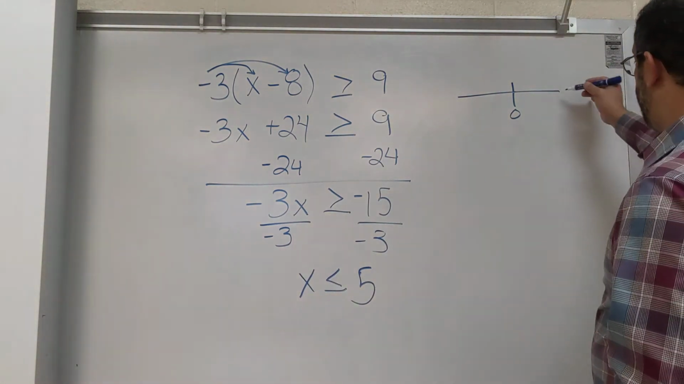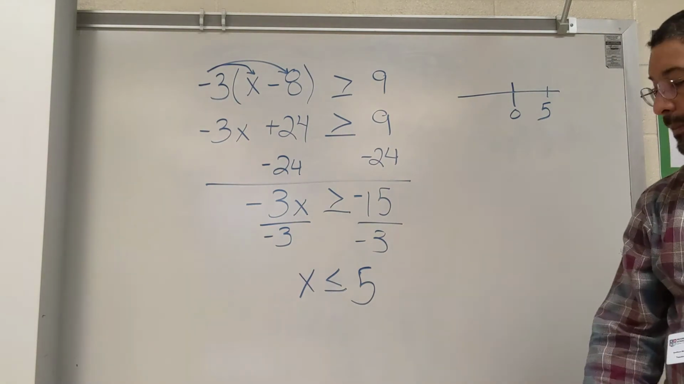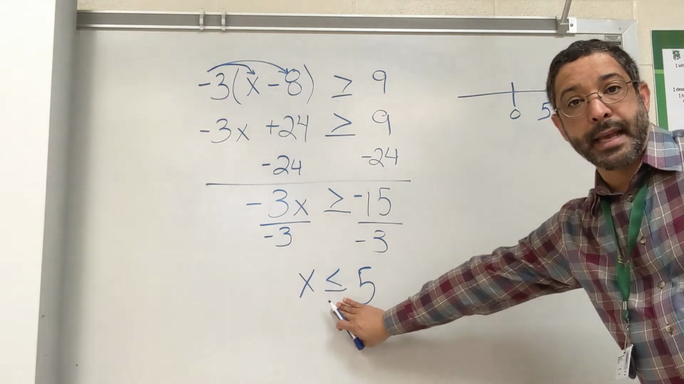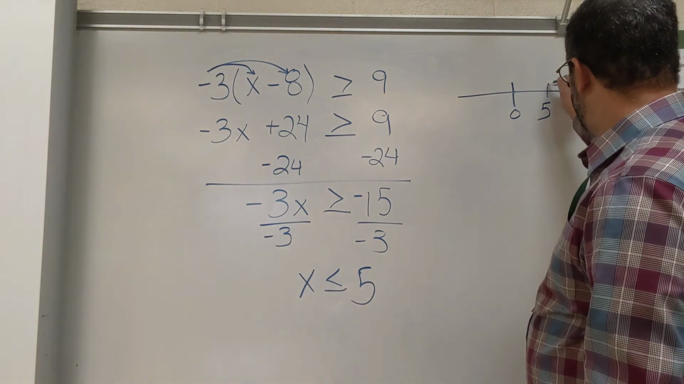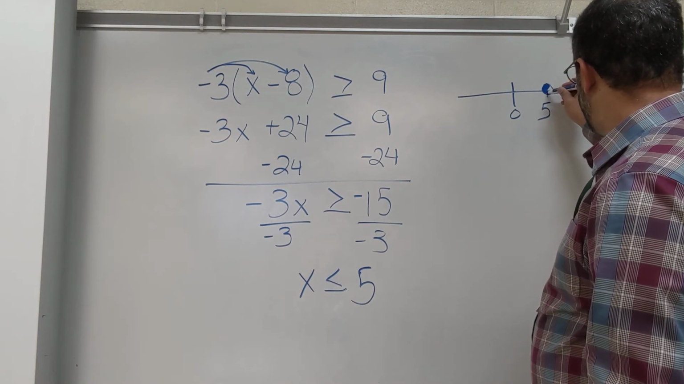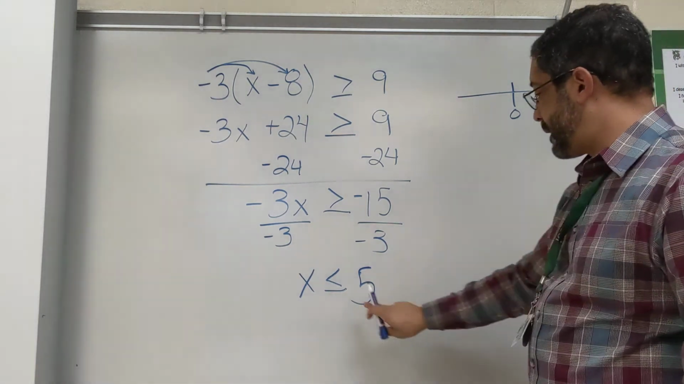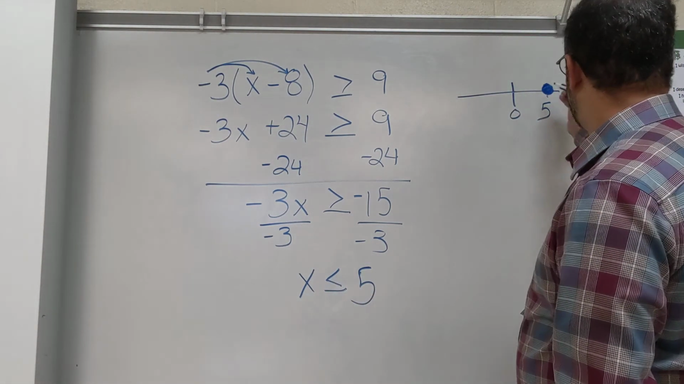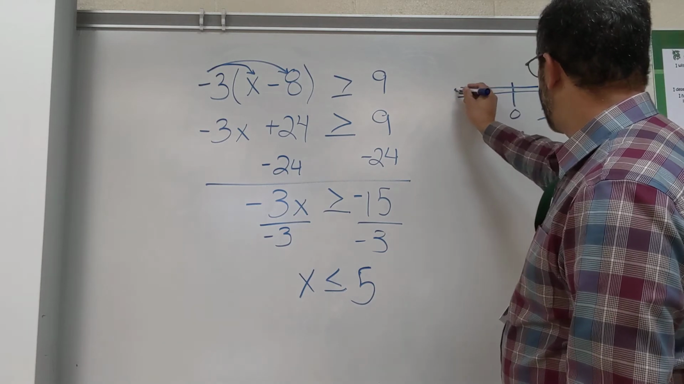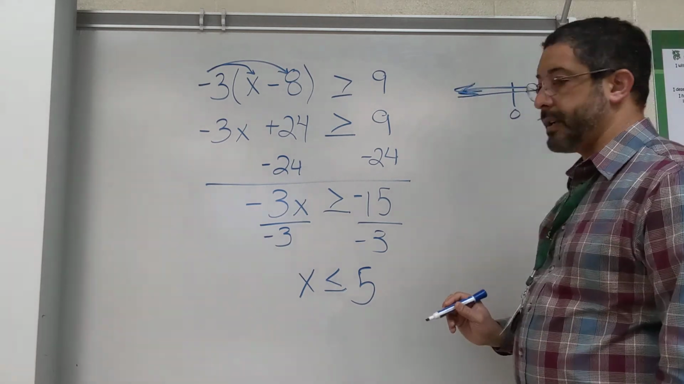So I put 5 on my number line. And since I'm doing x is less than or equal to 5, it's going to be a closed circle because 5 is included in my solution set. Since it's less than or equal to, I would shade everything to the left, indicating values less than or equal to 5.